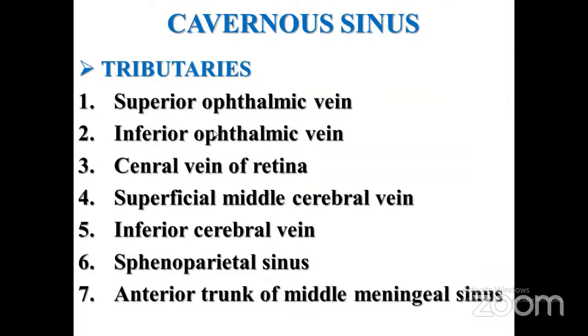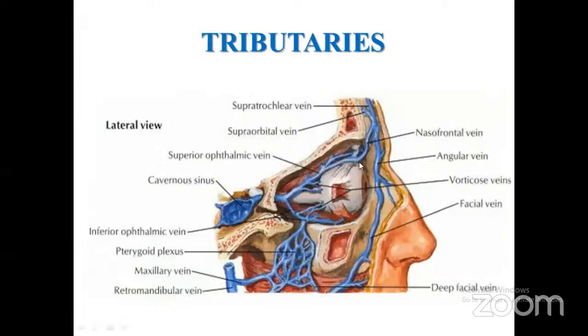Coming to the tributaries of the cavernous sinus, how can infection spread? Because it receives blood from the superior ophthalmic vein, inferior ophthalmic vein, and central vein of the retina coming from the orbit, the superficial middle cerebral vein, which drains the superficial surface of the brain, the inferior cerebral vein, which drains the inferior surface of the cerebral hemisphere, the sphenoparietal sinus, which drains the orbit and sphenoid sinuses, and the anterior trunk of the middle meningeal veins. These are the different tributaries of the cavernous sinus. Once you see here, you can see the superior ophthalmic vein, inferior ophthalmic vein, and central vein of the retina. These three veins are coming from the orbit, and they are connecting with the cavernous sinus there.